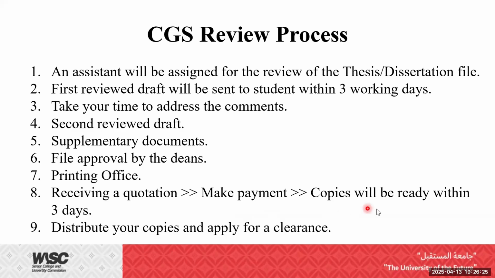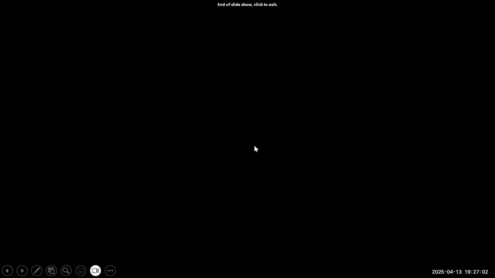After that, within 3 working days, you can claim your hard copies, and then use your copies to apply for clearance from the system. Basically, you distribute your copies to CGS and your supervisor, along with the dean of your college, and you keep one copy for yourself. So basically, this is the review process.